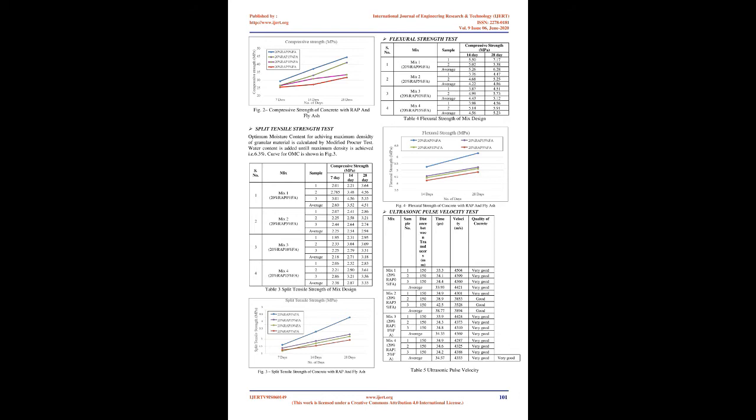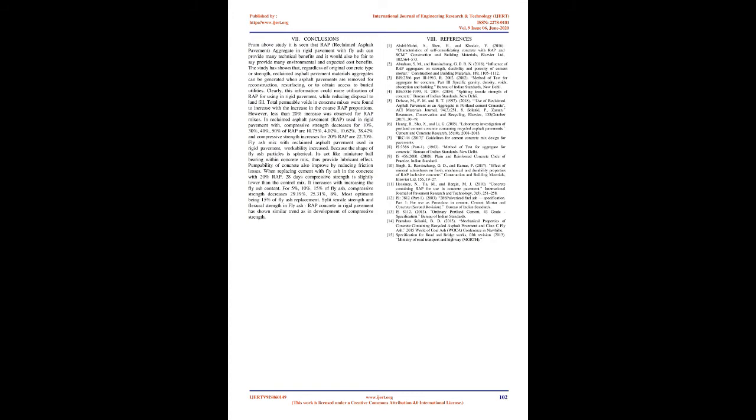Experimental investigation on strength and durability characteristics of RAP concrete. The effect of incorporating coarse RAP aggregates and fly ash on the fresh, mechanical, and durability properties of concrete mixes was investigated. Split tensile strength test. Optimum moisture content for achieving maximum density of granular material is calculated by the modified Proctor test. Water content is added until maximum density is achieved, i.e. 6.3%. The curve for OMC is shown in Fig. 3.